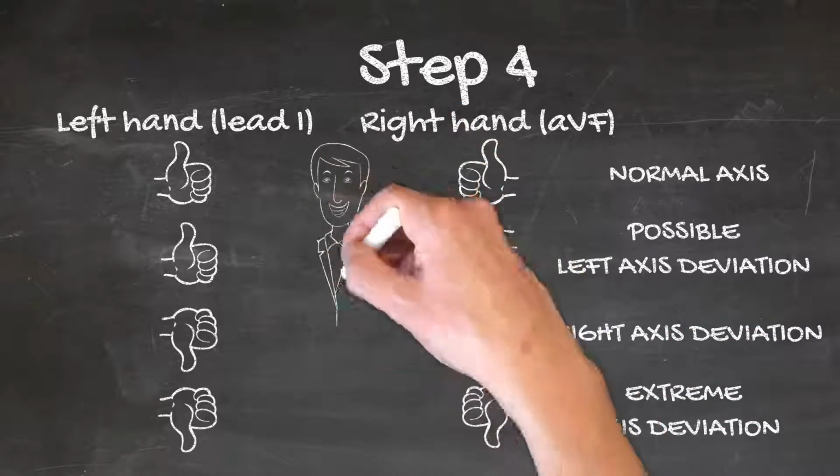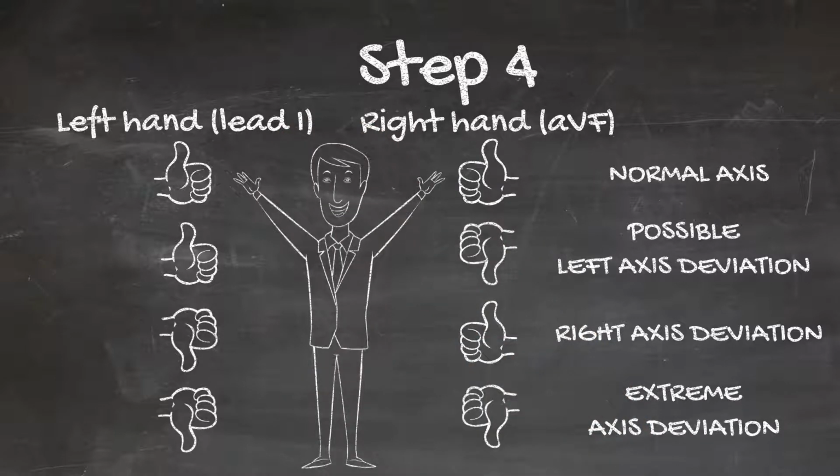And that's it. Start picking up some ECGs, looking at leads 1 and AVF and practicing this technique. Soon, you'll be estimating electrical axis in a matter of seconds.